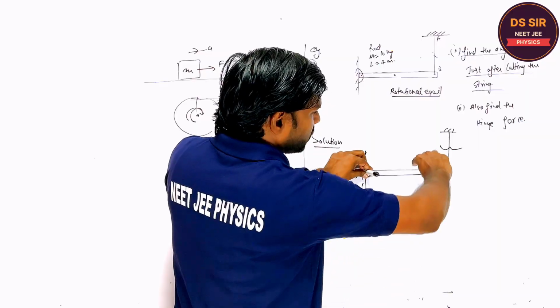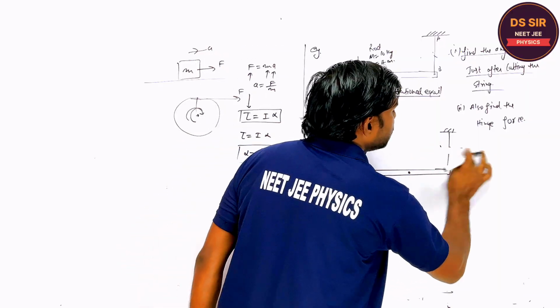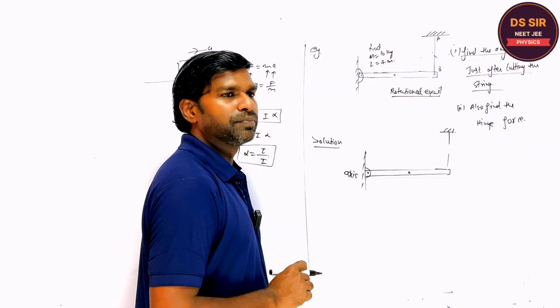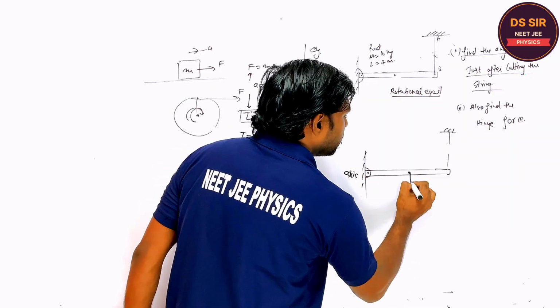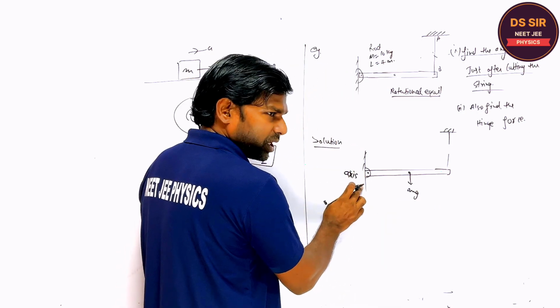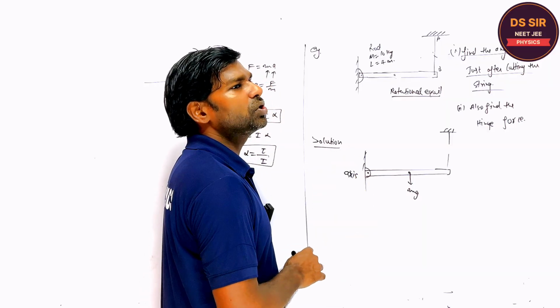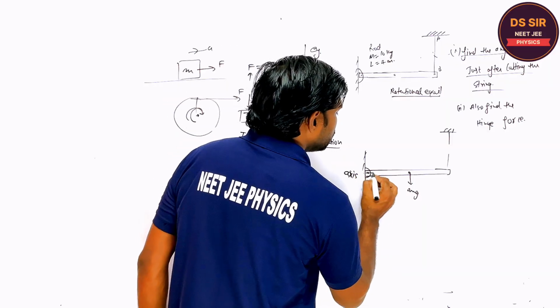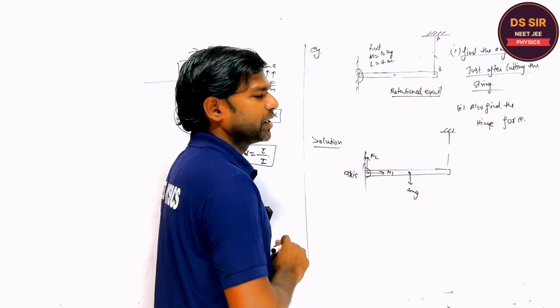This is the axis of rotation about which the rod will rotate. When this string is cut, the tension becomes 0. So how many forces will act upon this rod? One is the gravity force, and this is the hinge. When there is a hinge, I don't know the exact direction of the hinge force, so I will assume this is N1 and this is N2, the horizontal and vertical components.